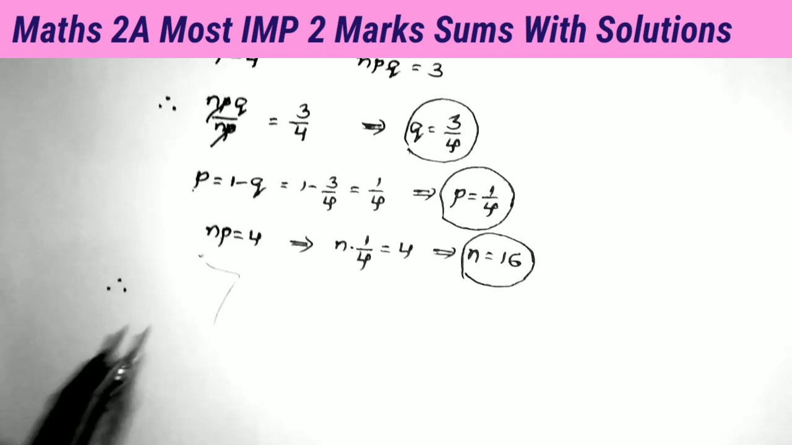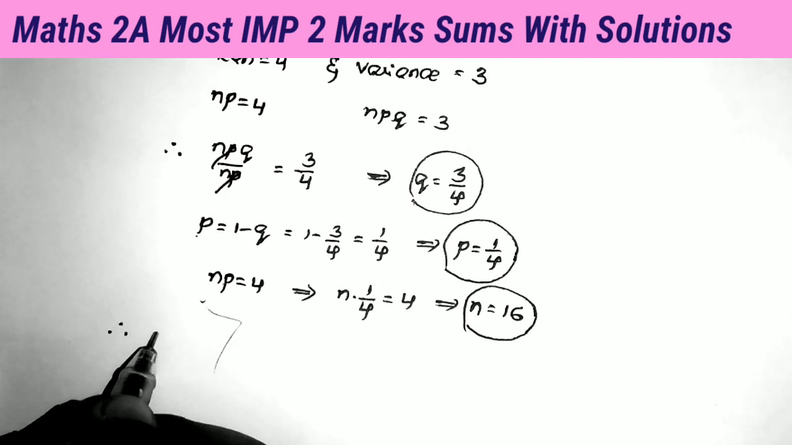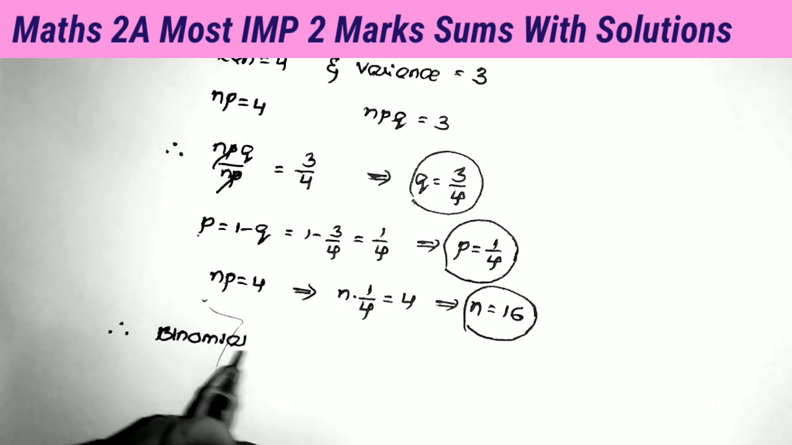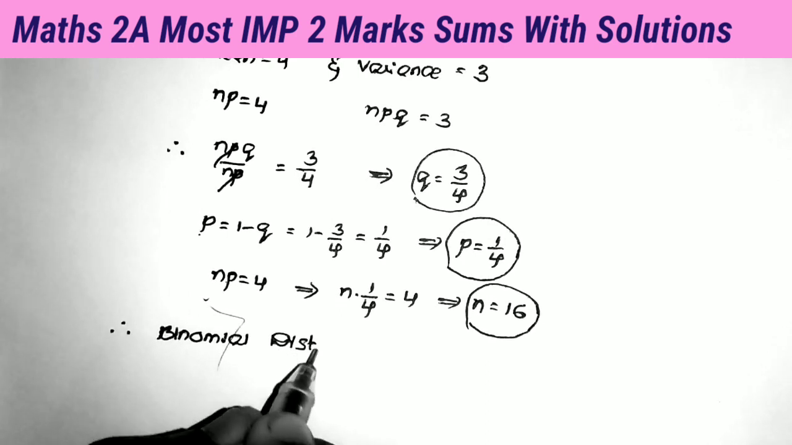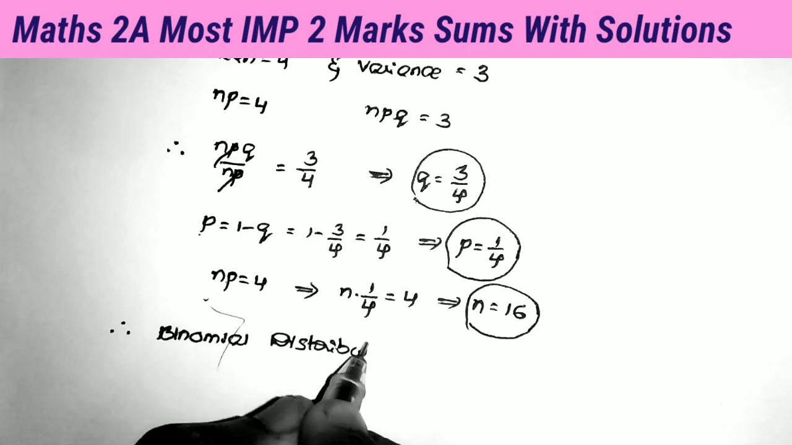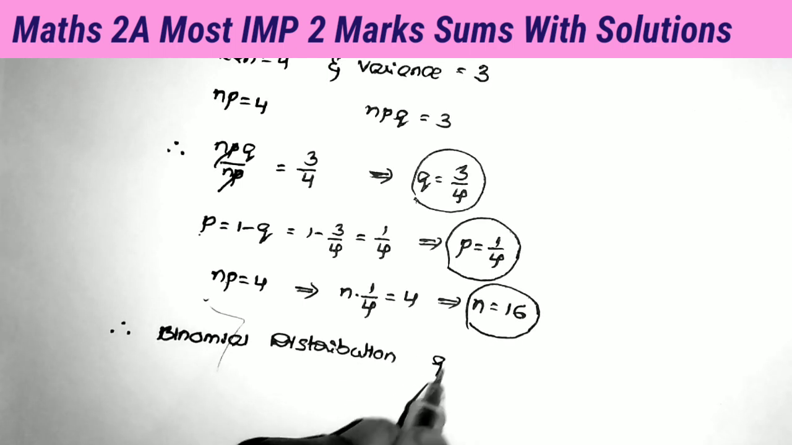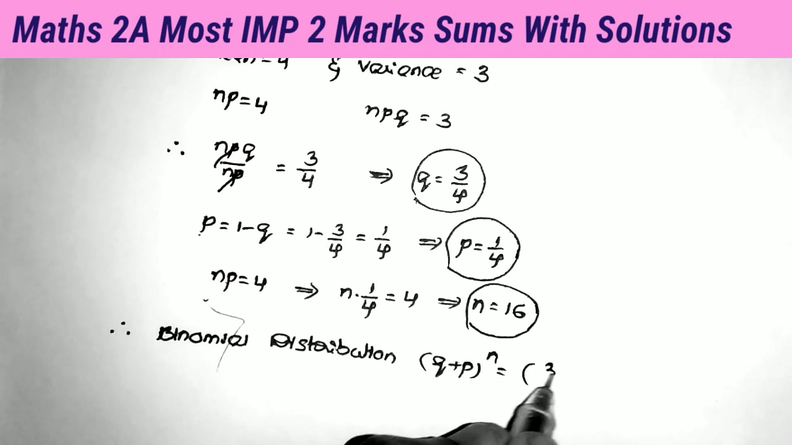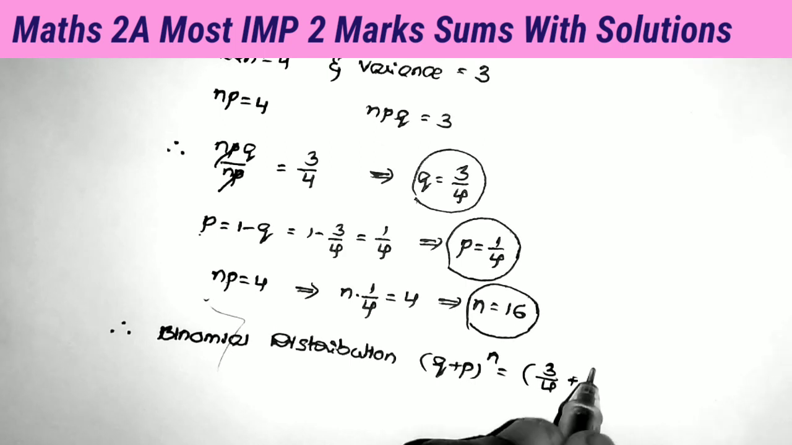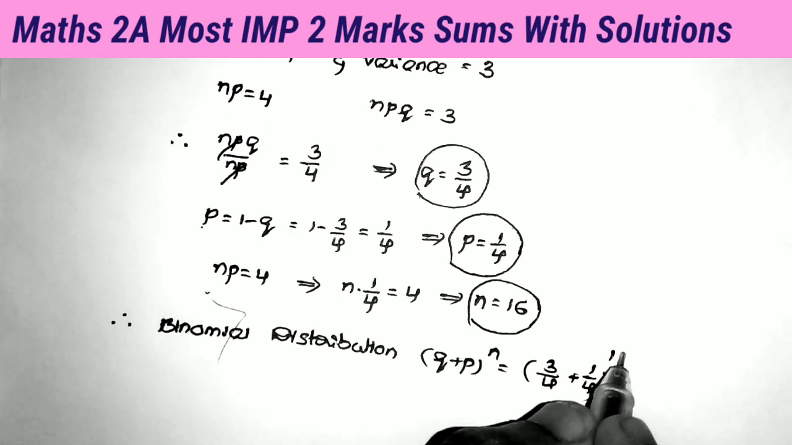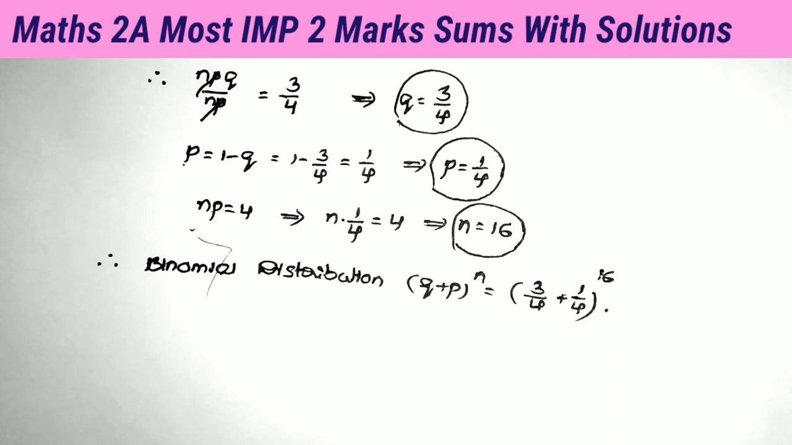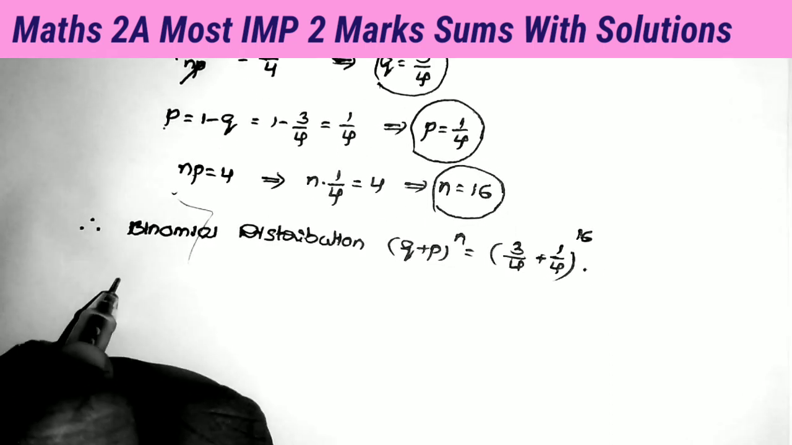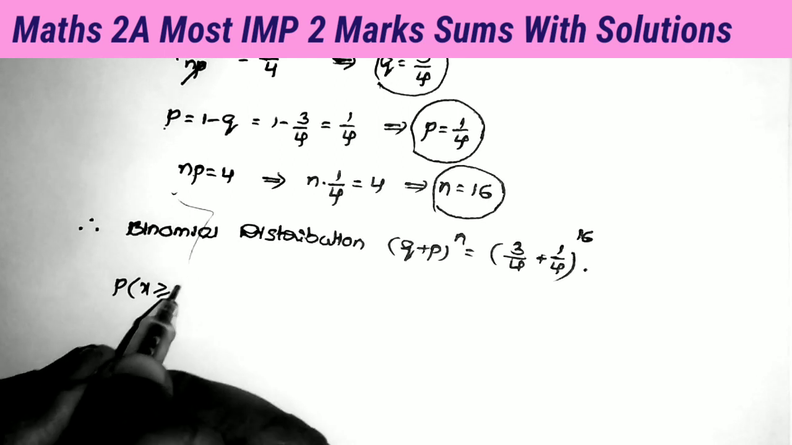Therefore, what is the question? Fix the distribution. The binomial distribution formula is (Q plus P) whole power N. Now replacing the values: Q value 3 by 4, P value 1 by 4, N value 16. So the distribution is (3 by 4 plus 1 by 4) power 16. And what is the next question? P of x greater than or equal to 1.